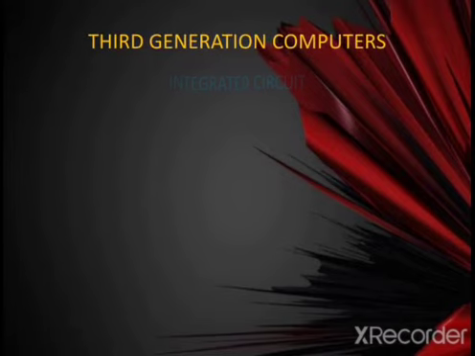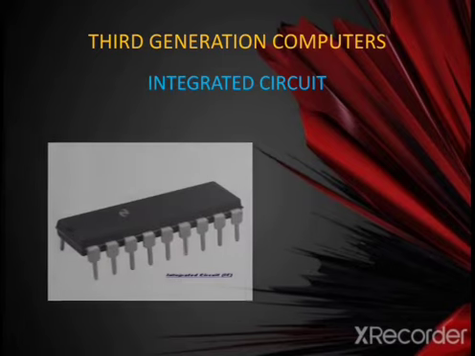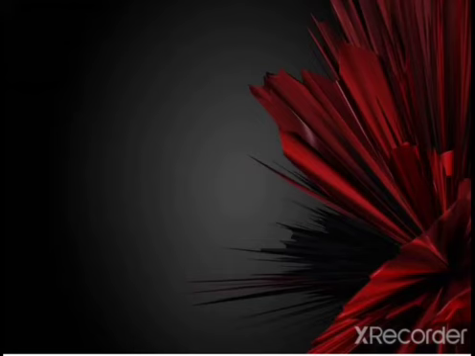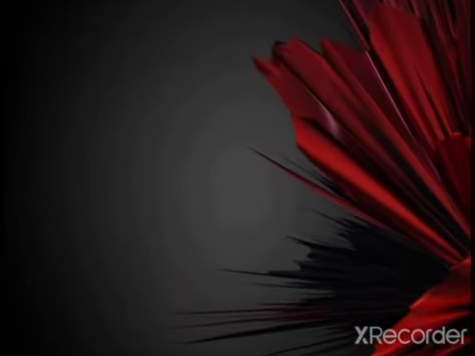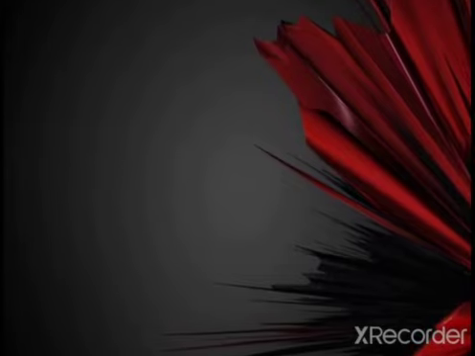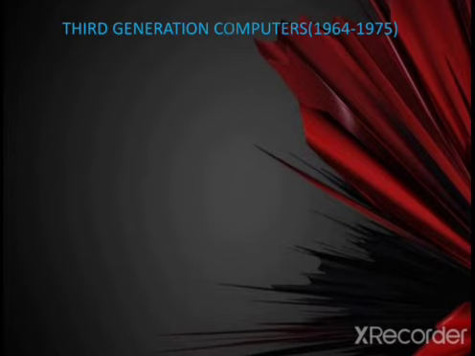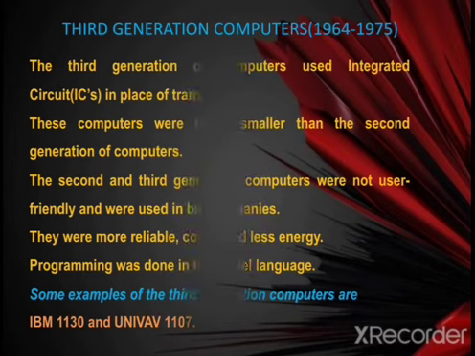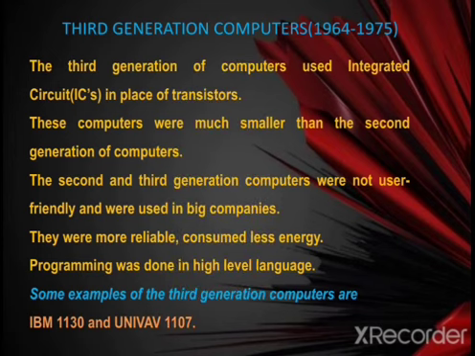Third generation computers, main components integrated circuits. Third generation computers, 1964 to 1975. These computers used integrated circuits in place of transistors. These computers were much smaller than the second generation computers.